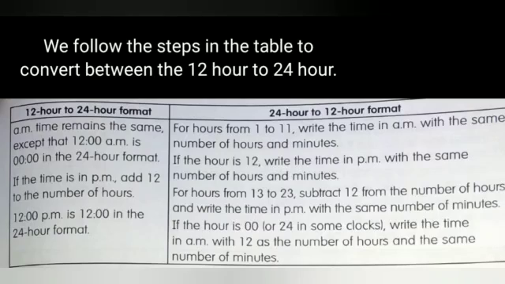The last thing, if the hour is 0 on the 24-hour clock, write the time in AM with 12 as the number of hours and the same number of minutes. If the time is 0, we have to write the number 12.